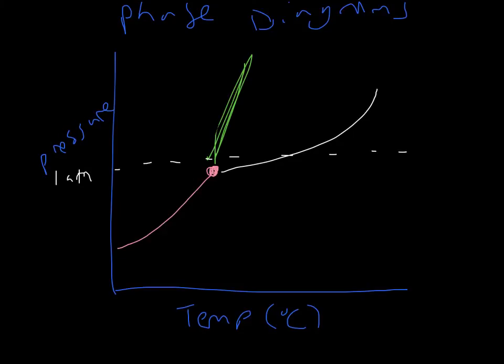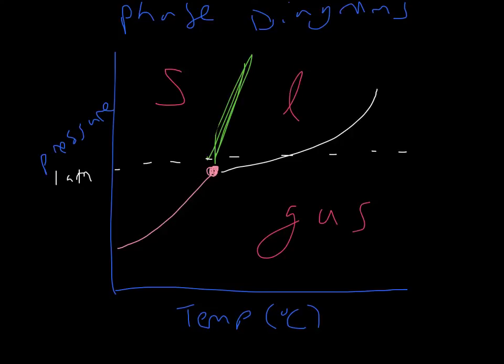Sometimes they mark it. I'm also going to label the sections of this graph, so bear with me here. It's probably going to get a little weird at first. So this is a solid. This is a gas. This is a liquid.